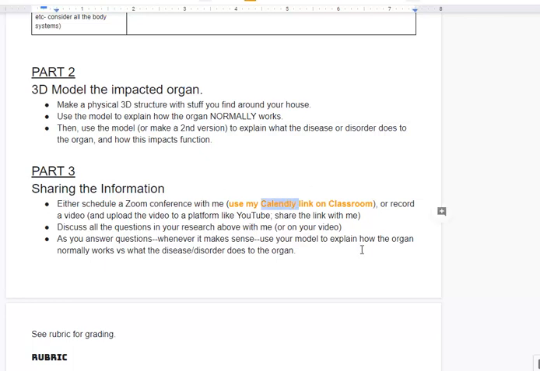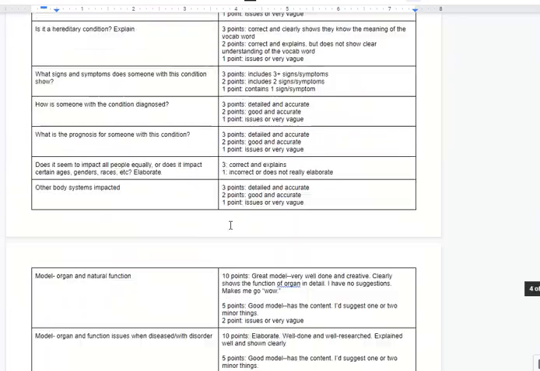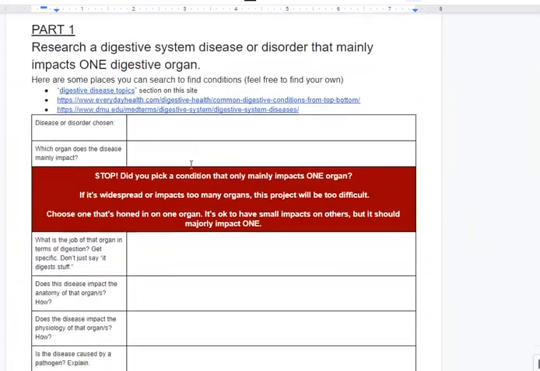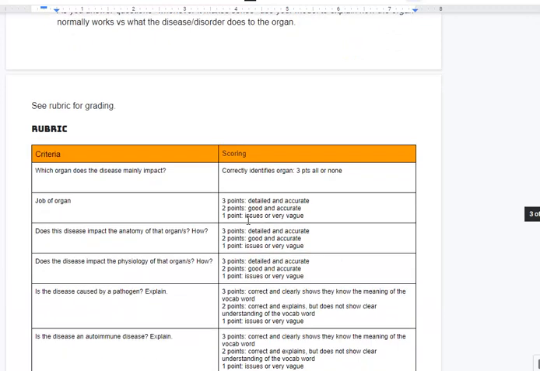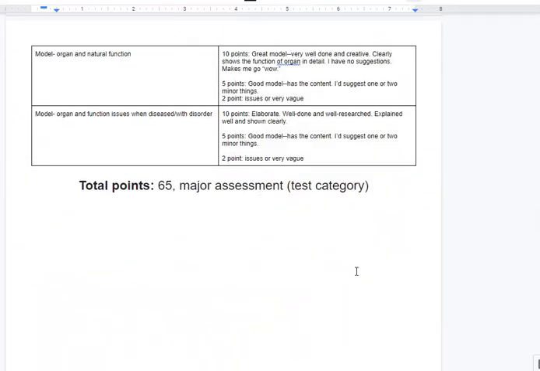I used Calendly to schedule my Zooms. It allowed me to put a cap on how many Zooms I'd allow in a day. It generated automatic Zoom links. I paid $10 to use it for a month, and it was totally worth it. And here's my rubric. So the kids would go through the research, and then they'd use their model either at the beginning or as they discussed their research or at the end. The conferences would take maybe 10 minutes, and this was in the same category as the tests.